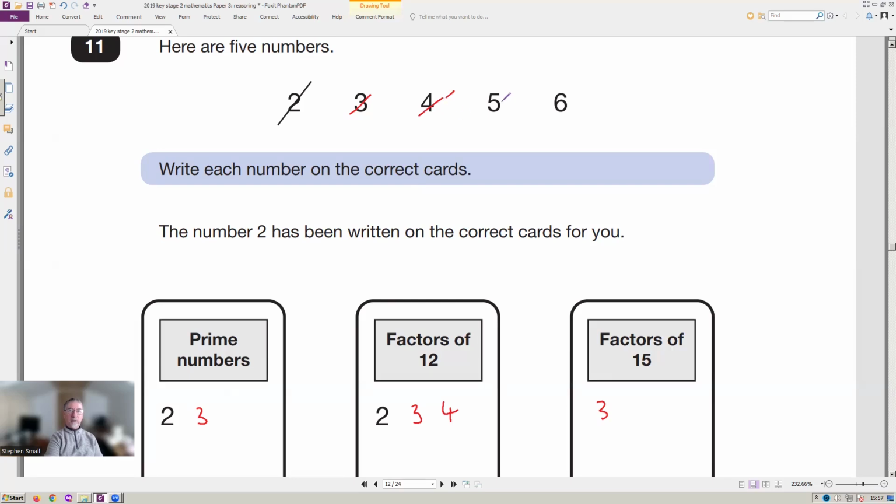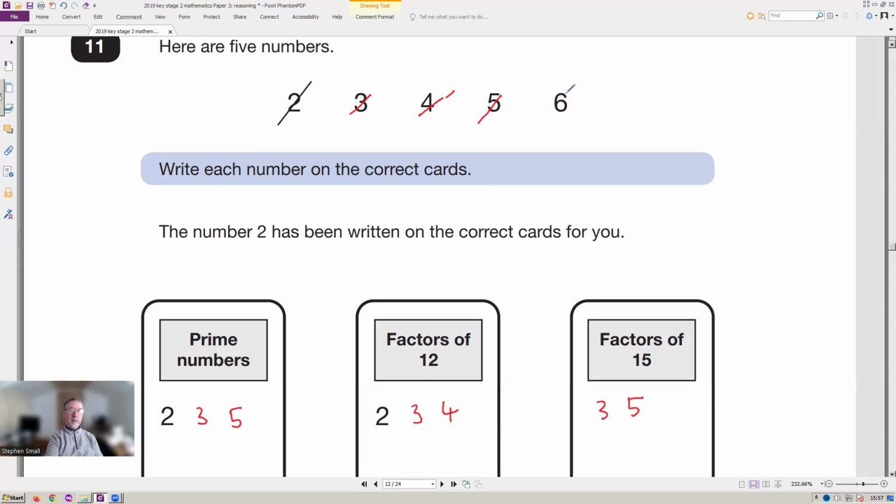5. Is 5 a prime number? Yes, it is. It's only 1 and 5 go into it. Is 5 a factor of 12? No, 5 doesn't go into 12. Is 5 a factor of 15? Yes, it goes in 3 times. So just be very systematic with these. Very easy to make a mistake.